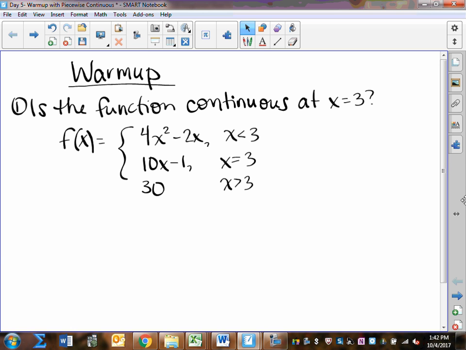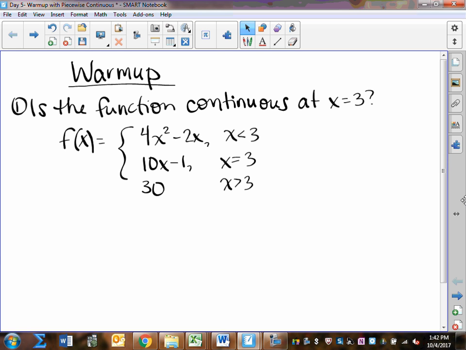So again, for the function to be continuous, we have to have the function is defined. We have to have the left and right hand limit equal each other, and that gives us the overall limit. And then our function defined is the limit. This is what we just earlier did.